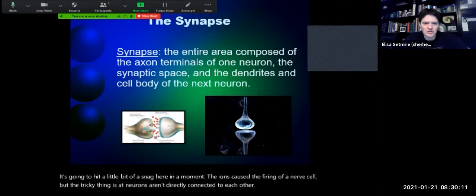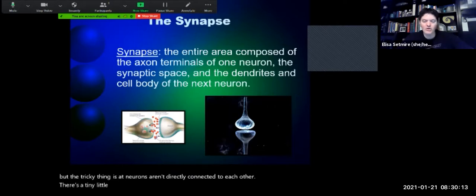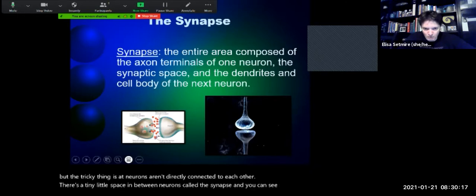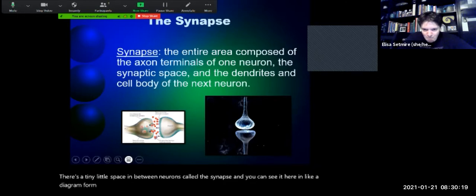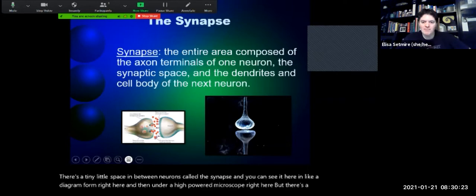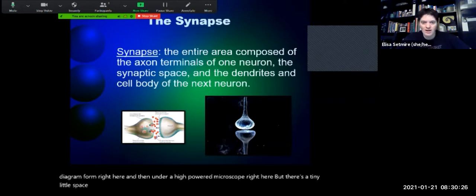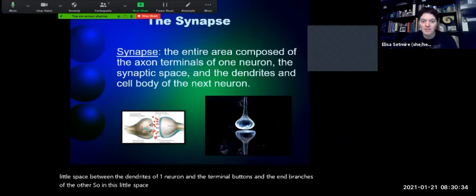There's a tiny little space in between neurons called the synapse. You can see it here in diagram form, and then under a high-powered microscope right here. There's a tiny little space between the dendrites of one neuron and the terminal buttons and the end branches of the other. So in this little space, we have to bring in the chemical piece of communication in order for the message to keep going.